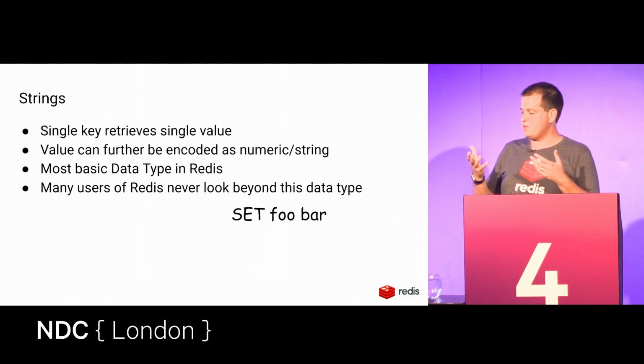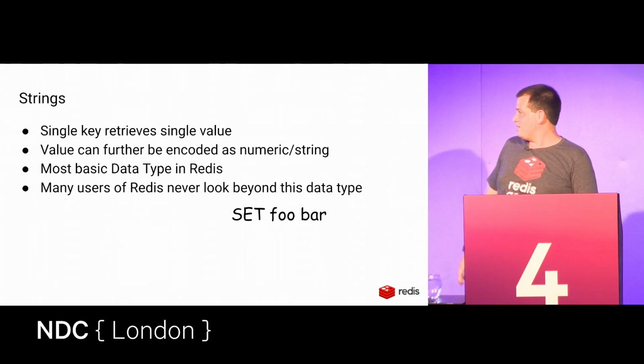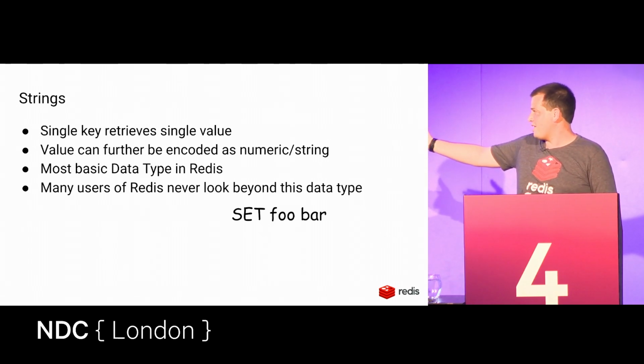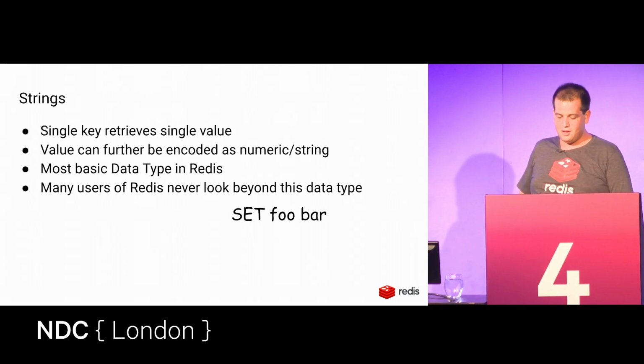They're the simplest and most commonly used data type in Redis. And so many users really never get beyond this data type. So basically, to use a string in Redis, you just have to set it, like set foo bar, and you can get it. You can get foo, and that'll retrieve it for you.